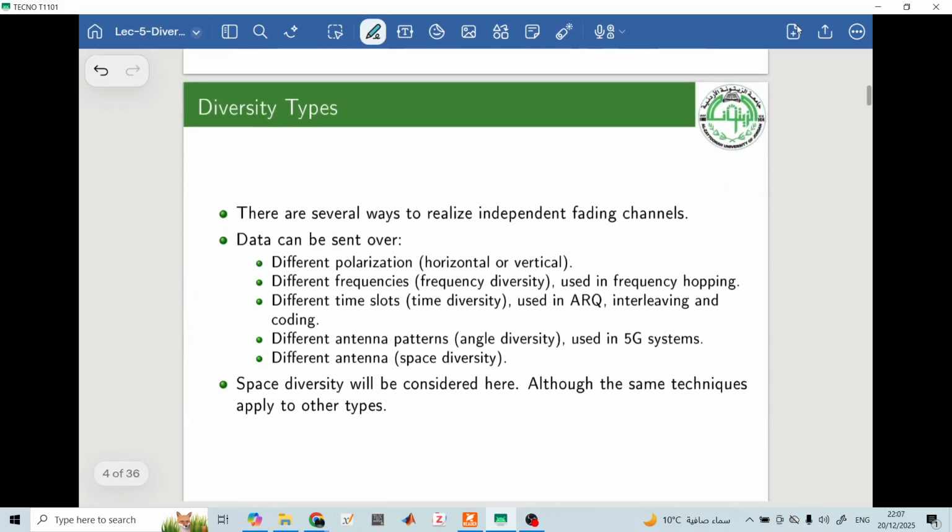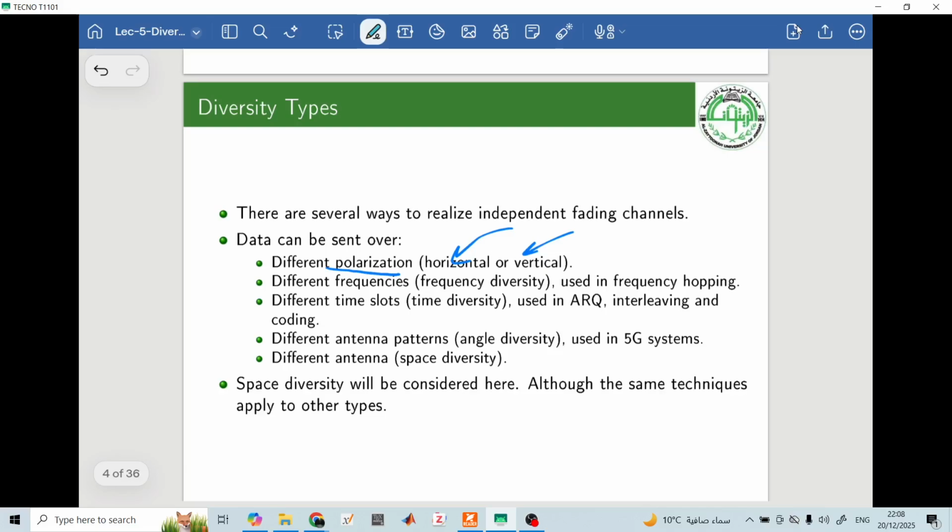So we have different types of diversity. We talked about the space diversity. We have other diversity types like the polarization diversity, meaning that we send the same signal but with different polarization. This is related to the antenna orientation. It can be vertical, it can be horizontal, right? In some antennas we can have counterclockwise and clockwise circular polarization, which can be used as a type of diversity.